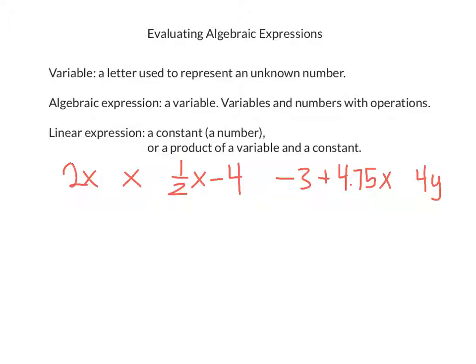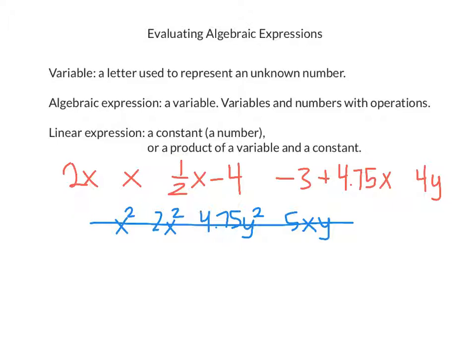So examples of ones that would not be a linear expression would be something like x squared, or 2x squared, or 4.75y squared. These would all not be. Even, let's say, 5xy. See, now we're multiplying variables, so we can't multiply variables, just a constant and a variable, and all these exponents. So these all would not be linear expressions.